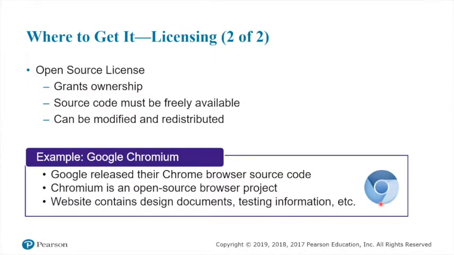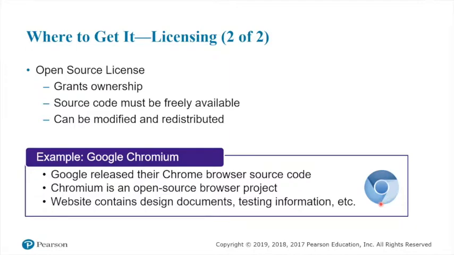The drastic opposite of proprietary licensing is open source licensing, which grants ownership of the software, that copy of the software, to the end user. Typically, this means that the source code, the contents of the program, are freely available and open on the internet, and that the user of that software can modify the code for their own purposes, and they can redistribute it typically with that same license.